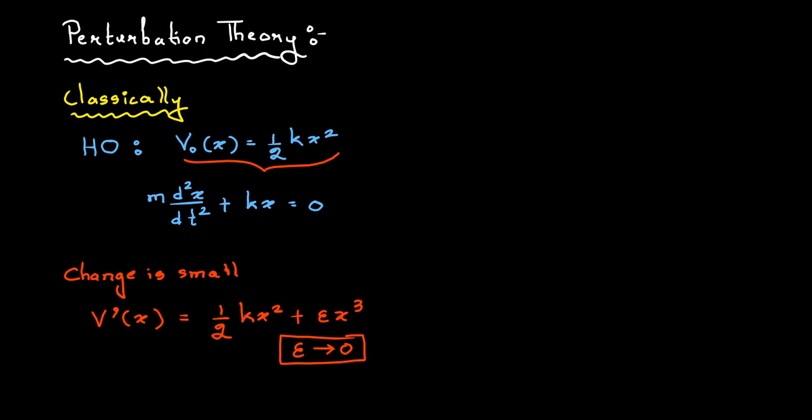So you are giving an external perturbation which is very small. What do you expect in such cases? You expect that the motion of the harmonic oscillator will not deviate too much, but there will be a little bit of deviation. What do I mean by that? How does x vary with time? Usually we have a sine omega t. This is the solution of the differential equation. Let me call this solution x0 of t.